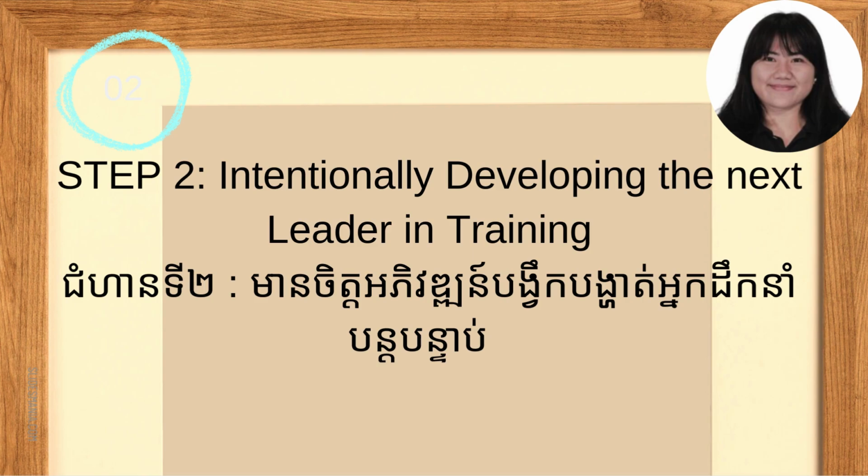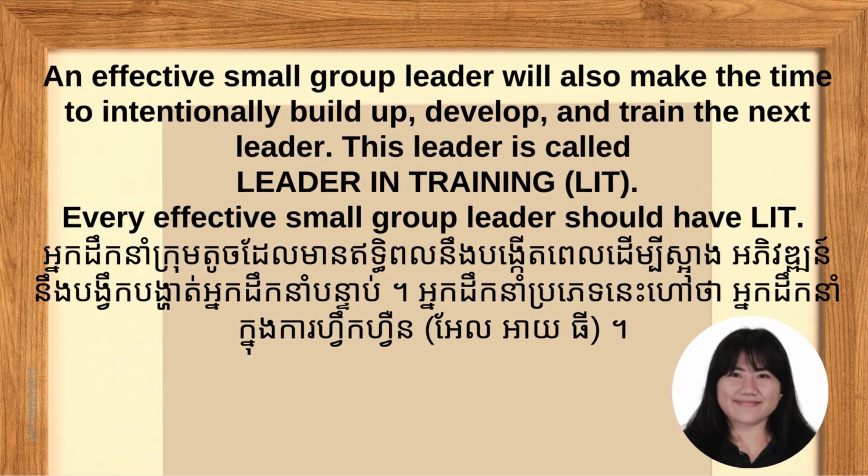It only makes sense that in order to multiply, the new leader of the multiplied group must be effectively equipped, empowered, and trained. This is done intentionally by the small group leader, and he or she can accomplish this in many ways. Again, an effective small group leader will also make time to intentionally build up, develop, and train the next leader in training, also known as the LIT. So every small group leader should have a LIT.